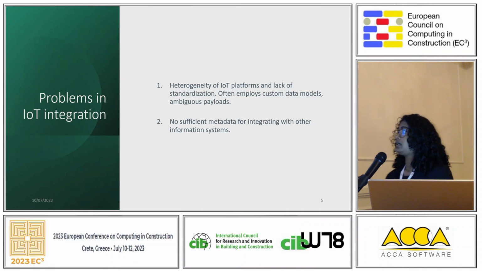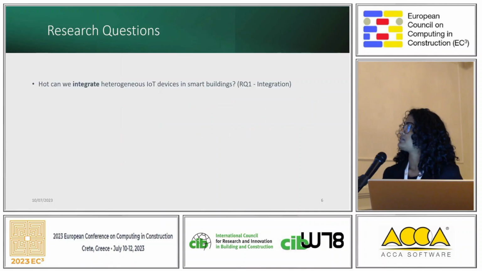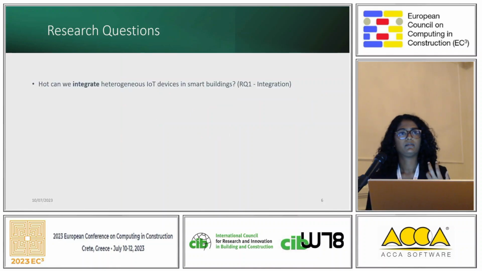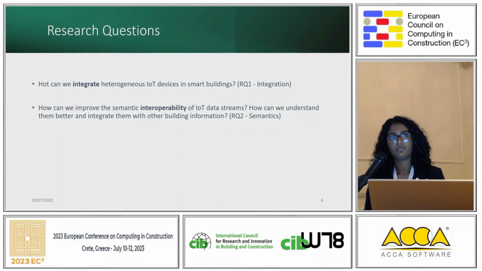And the second problem is, there's no sufficient metadata for integrating with other information systems, and also there's a lot of ambiguity because of the semantics. For example, if I want to see where is that socket located, where there's a high voltage reading, I have no clue which room or which equipment it is connected to, because it's not linked to those information systems we already have. So this leads us to ask these questions: how can we integrate these heterogeneous platforms that we have in a smart building? Second question is, how can we improve the semantics and interoperability so we can link them with other information systems that we already have in buildings?